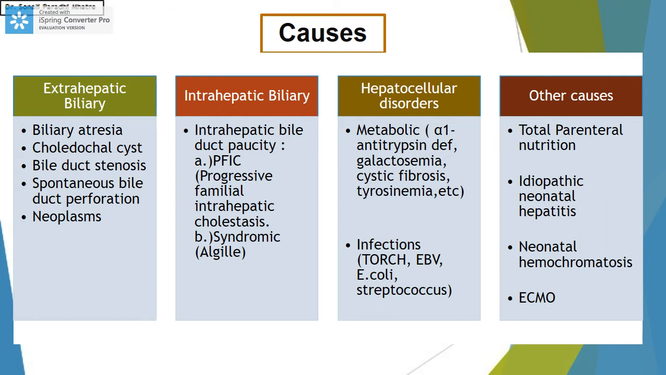Extrahepatic biliary causes include the most common, which is biliary atresia. We'll be discussing it a little further. Then we have choledochal cyst. The less common ones are bile duct stenosis, spontaneous bile duct perforation, and neoplasms. Coming on to the intrahepatic biliary causes of direct jaundice, we have something known as intrahepatic bile duct paucity. This intrahepatic bile duct paucity can be either syndromic or non-syndromic. When it is syndromic, we have Alagille syndrome.